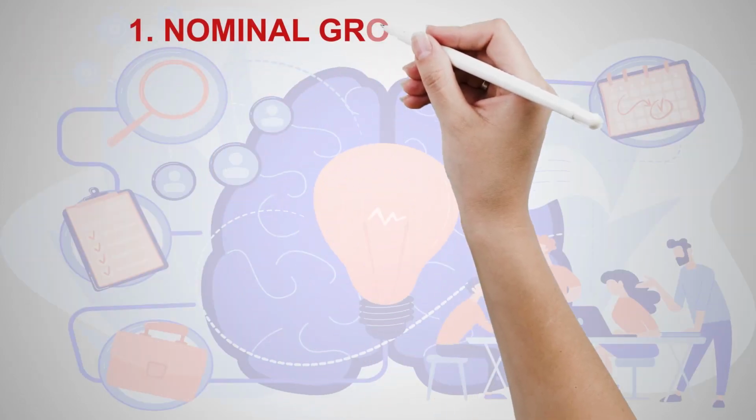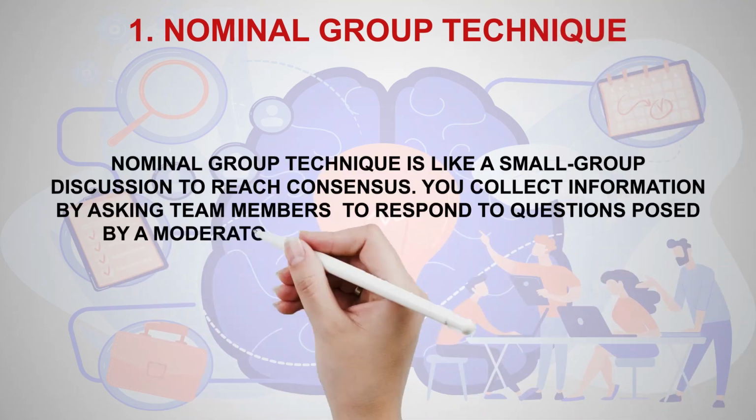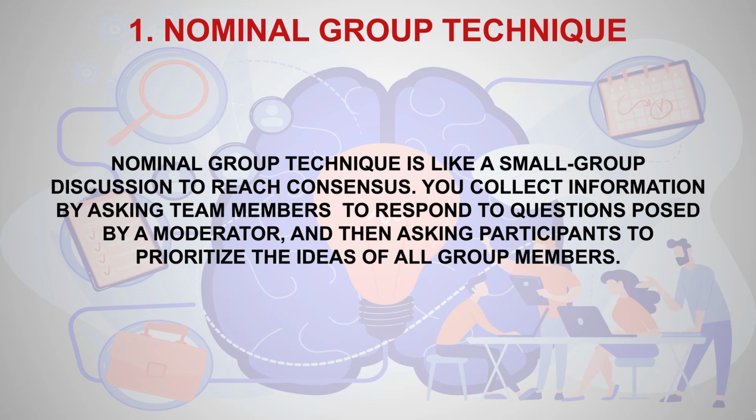1. Nominal group technique. Nominal group technique is like a small group discussion to reach consensus. You collect information by asking team members to respond to questions posed by a moderator, and then asking participants to prioritize the ideas of all group members.